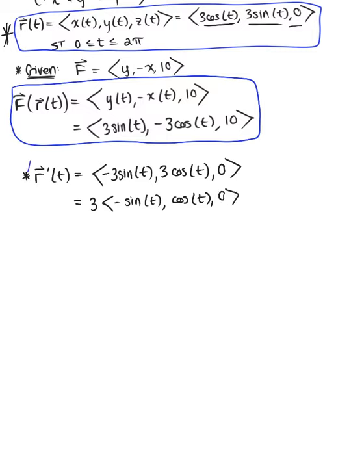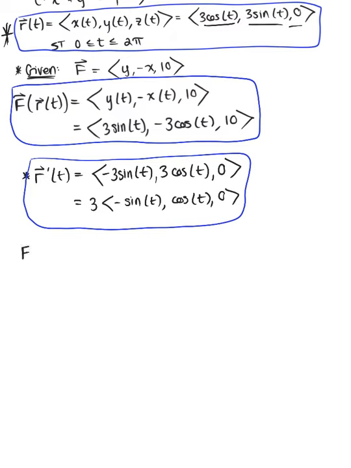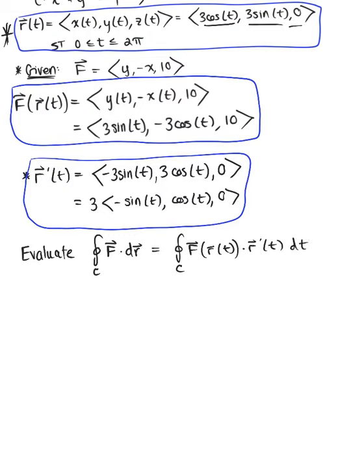So the hard work is over. We have the parameterized vector field and we have the tangent vector, so we're ready to evaluate the vector line integral. Again, that's the vector line integral over the closed curve C of the vector field dotted with that differential d vector r, which for computation purposes we have converted to the vector line integral over the closed curve C of the parameterized vector field dotted with the tangent vector dt.